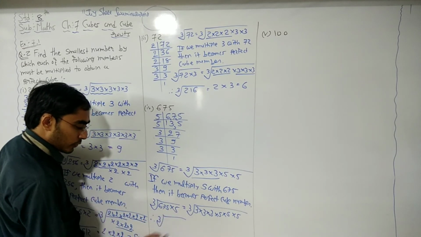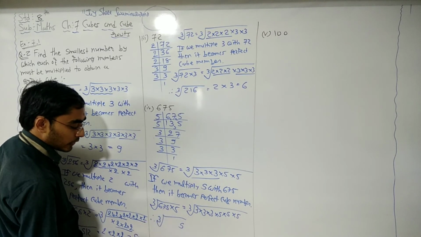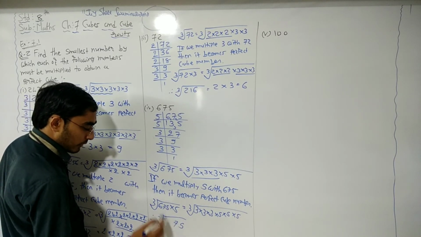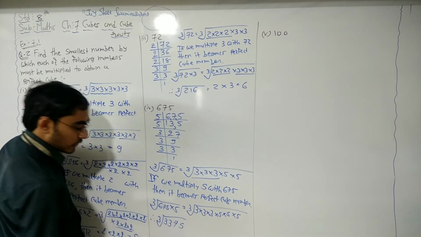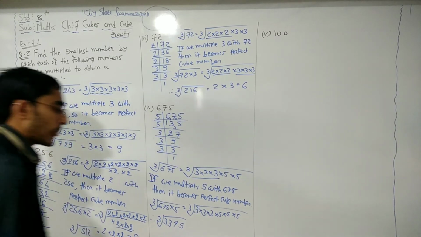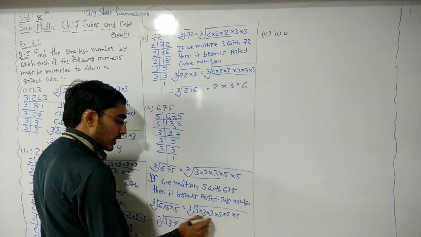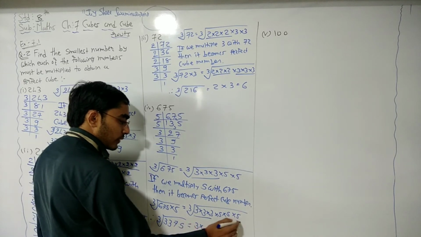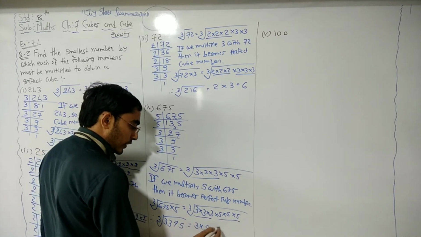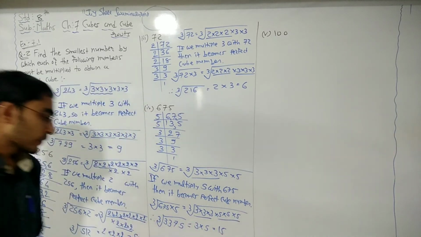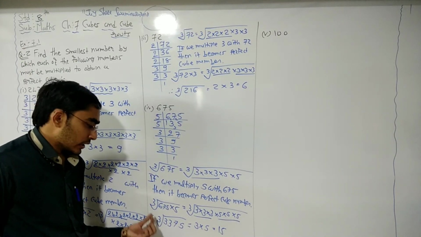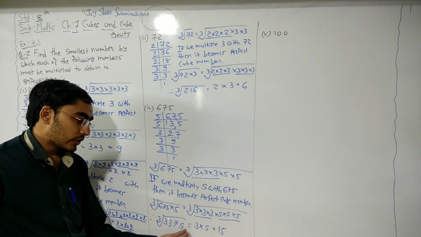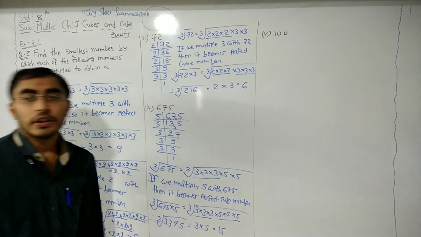So 675 into 5, 5 5s are 25, 7 5s are 35 plus 2 37, and 6 5s are 30 plus 3 33, 3375. And here from first pair 3 and from second pair 5, so 5 3s are 15. Okay, so the cube root of 3375 is 3 multiply 5, 15.